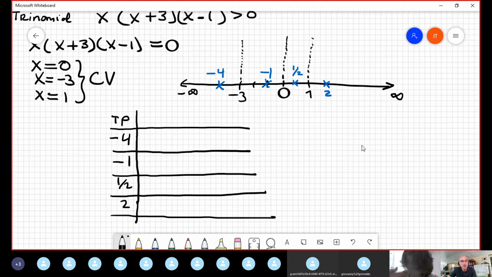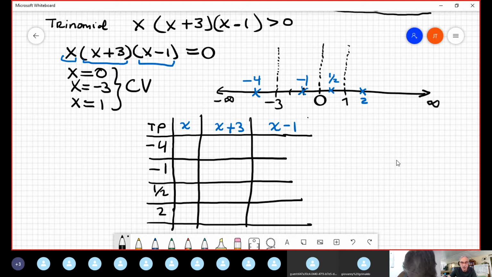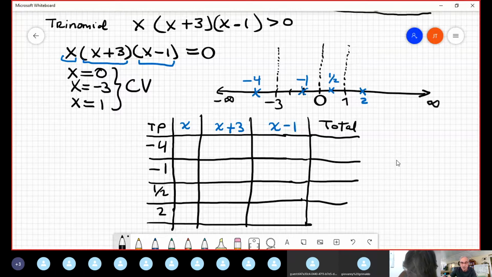Now, I evaluate each testing point in the corresponding factor. Let me see how many factors we have in my problem: 1, 2, and 3. You have x, you have x plus 3, and you have x minus 1. You put each factor in the corresponding column of the table, and you evaluate. And you attach one more column, which I want to call total. In the total column, I summarize everything. Okay, I need you to understand.